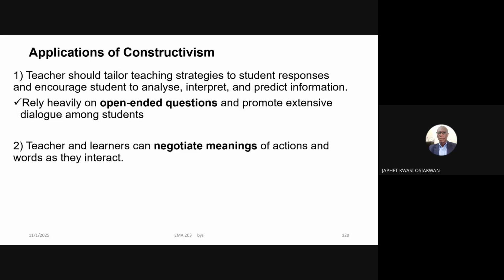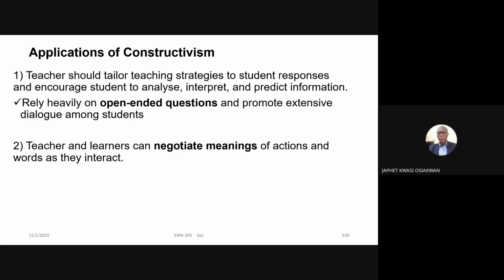And so the application of the constructivism: the teacher should tailor teaching strategies to student responses and encourage students to analyze, interpret, and predict information. Yes, so these are some of the applications of the constructivism theory. We must allow the children to explore, to experience whatever we have for them. And then the teacher and the learners can negotiate meanings of actions and words as they interact.